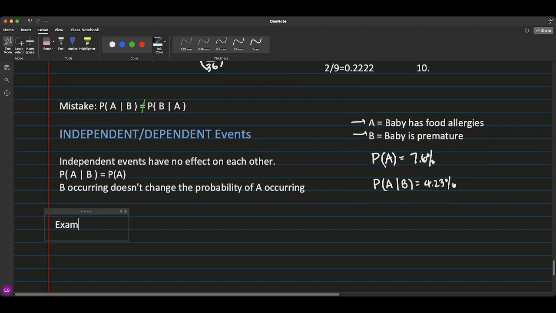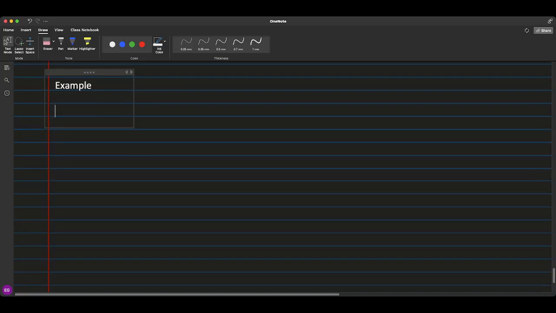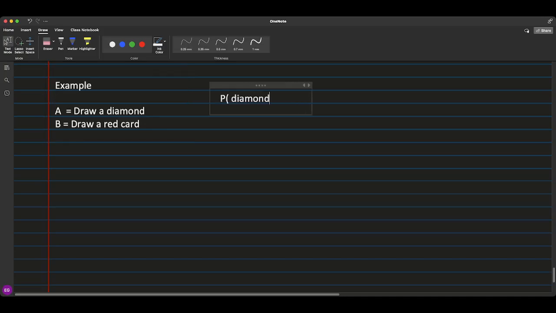So let's do another example of this, and this one we'll do with a card deck. Let's say that A is you draw a diamond, and B is that you draw a red card. So let's write down some probabilities here. The probability that you draw a diamond is 13 out of 52.